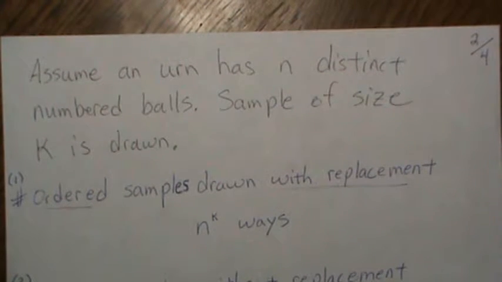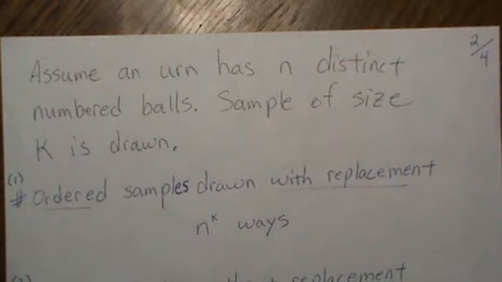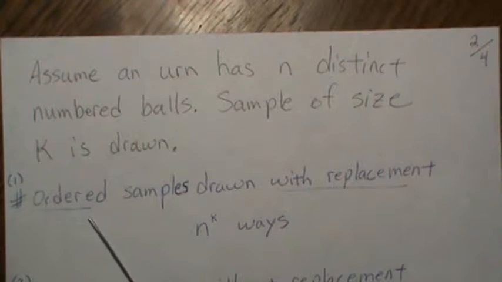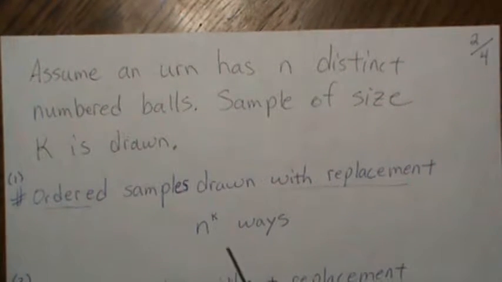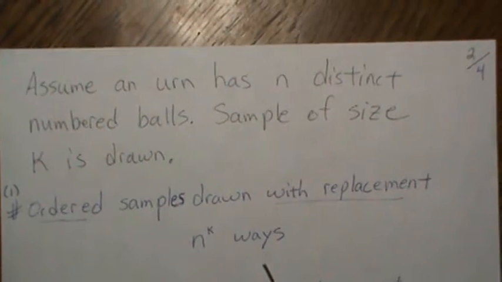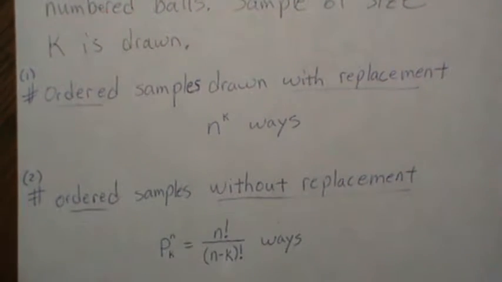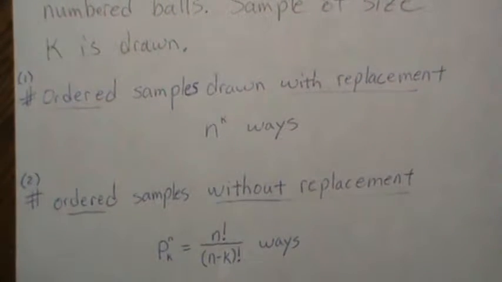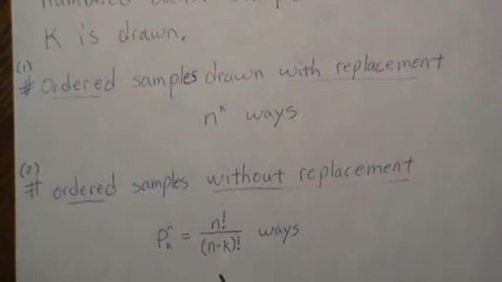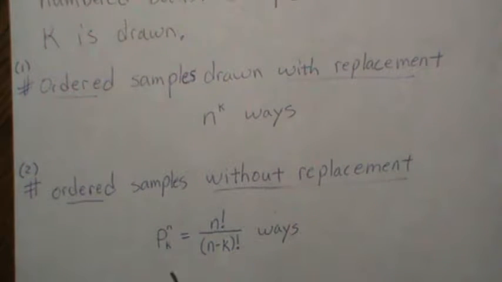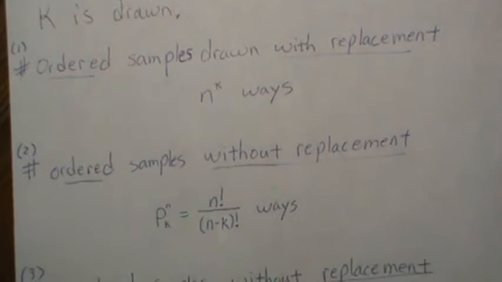It's an unordered sample. So in an ordered sample, we're going to draw K balls with replacement, and there's n raised to the K different ways to do that. Okay, I'm going to prove these after I tell you each. And then the number of ordered samples without replacement is going to be this, n factorial over n minus k factorial. Some often call this permutations, n permute K.